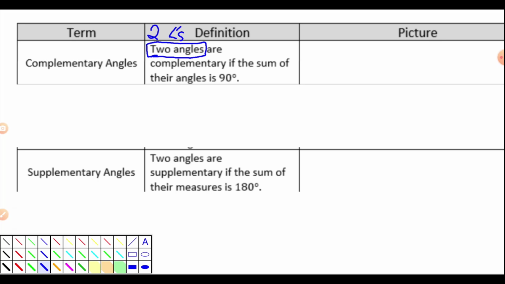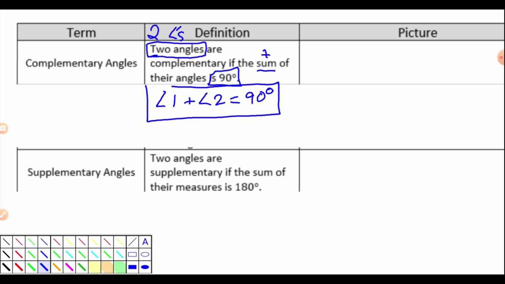Two angles are complementary if the sum, that's an addition problem. So two angles are complementary if they add up to 90 degrees. So again, one way to think about this is angle 1. There's going to be one angle. There's going to be another angle. And then the sum of those two angles has to equal 90 degrees. Pretty simple. Nothing really big going on here.